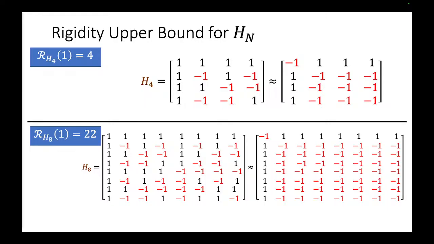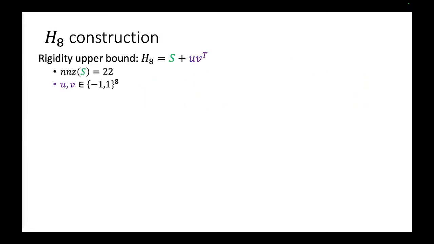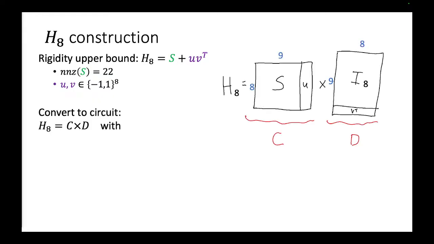But there you go. And this is really the whole rigidity of what we're going to use. Okay. So how do we go from this to a circuit? Well, I just showed you this rigidity upper bound for the 8x8 Walsh-Hadamard transform, because it's rewritten as the sum of a sparse matrix and a low-rank matrix. The low-rank matrix is rank 1, so it's the outer product of 2 vectors of length 8. The sparse part had 22 non-zero entries. The rigidity was 22. So we're going to, like before, turn this into a depth 2 circuit.